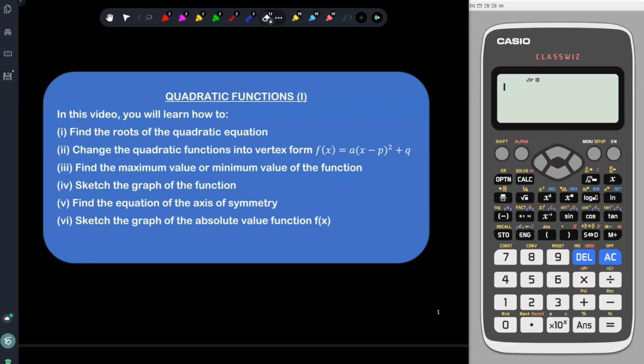In this video, you will learn how to find the roots of the quadratic equation, change the quadratic function into vertex form, which is f(x) equals a(x minus p) squared plus q, find the maximum or minimum value of the function, sketch the graph of the function, find the equation of the axis of symmetry, and sketch the graph of the absolute value function of f(x). All these are important things that you need to know before you sit for your SPM exam.